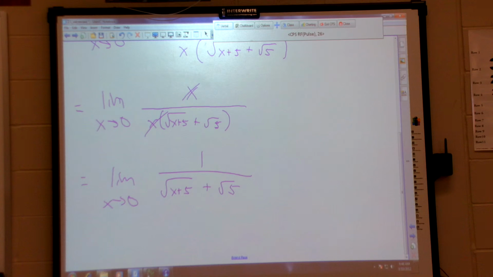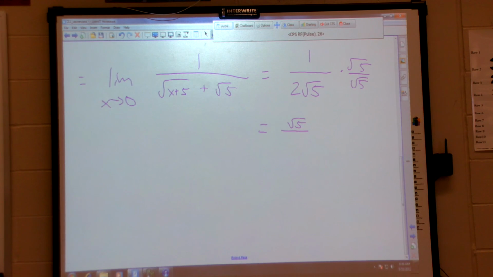Okay, so I did all that work and cleaned it up. Now, can I plug in? Yes. What will I get? Which is what? 2 square root of 5. But we're not going to leave it like that, right? We don't leave square roots on the bottom. Times square root of 5 over square root of 5. They really have square root of 5 over what? 2 times 5, over 10.